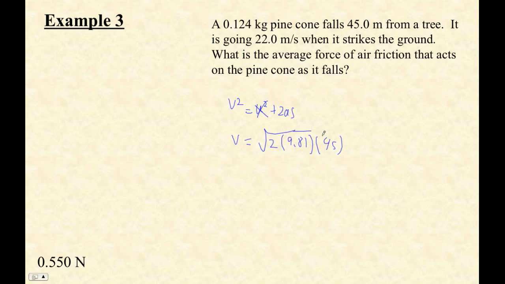This is how fast it would fall if there were no air friction. Okay, times 45. You get that it should be going 29.7 meters per second. It's going somewhat slower than that, okay? 29.7. So the question is, where did that energy go? Well, I bet it went to force times distance, right? Okay, so let's solve the problem.